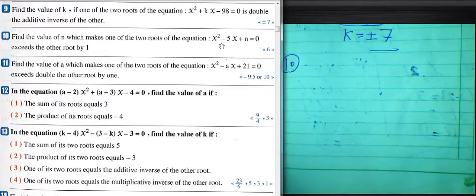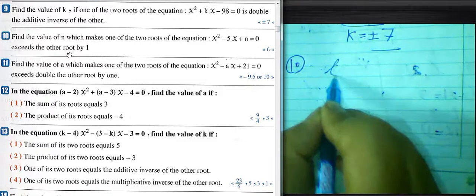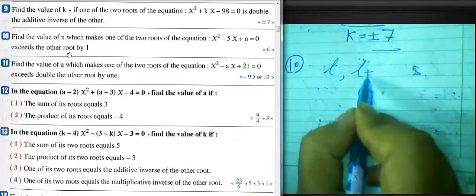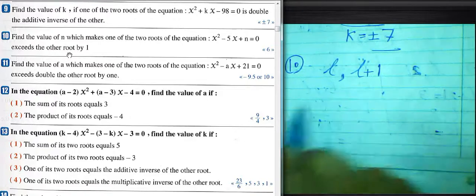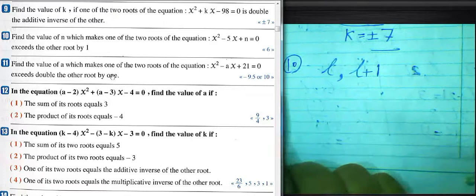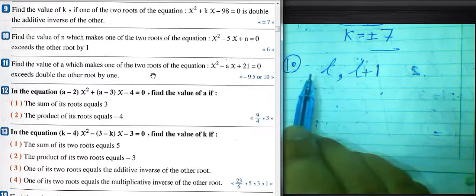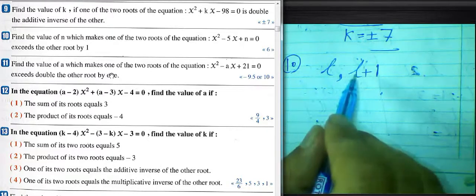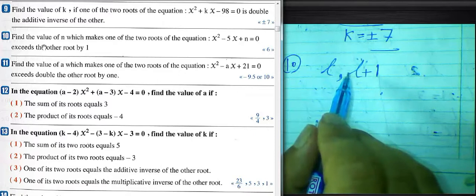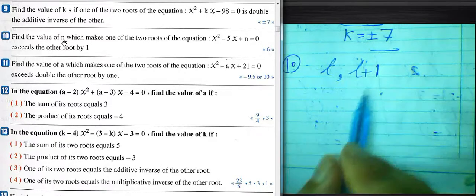What's the meaning of exceeds the other root by 1? We can find the first root l and the other will be l plus 1. It's okay. We can find the value of n which makes it true. It's number 10 again. Find the value of n. He wants to find the value of n or the root.